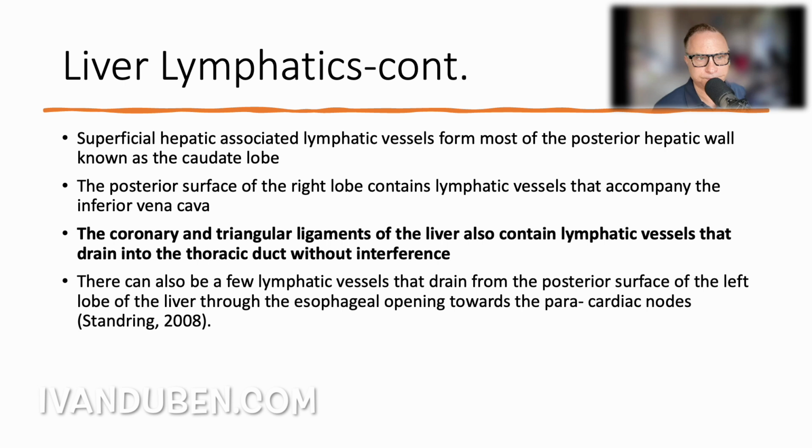There can also be a few lymphatic vessels that drain from the posterior surface of the left lobe of the liver through the esophageal opening towards the paracardiac nodes.